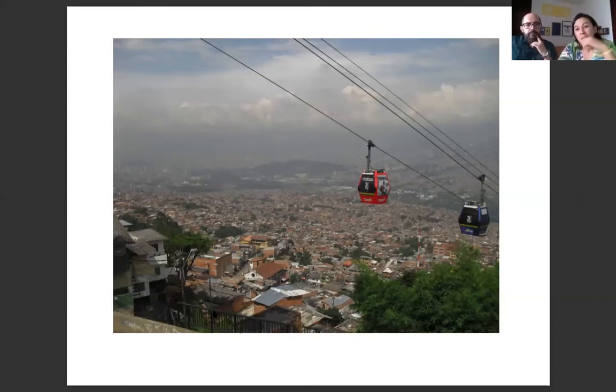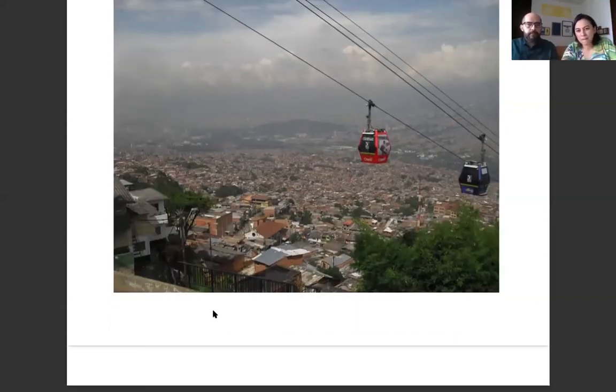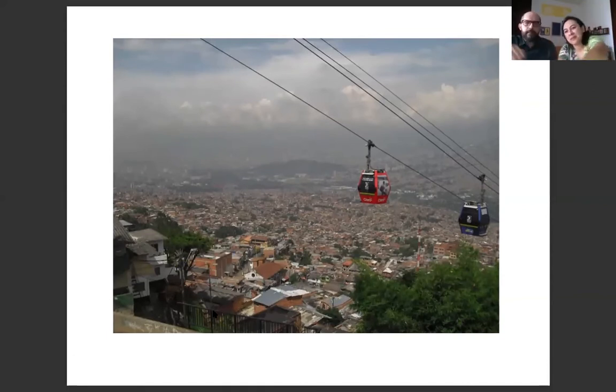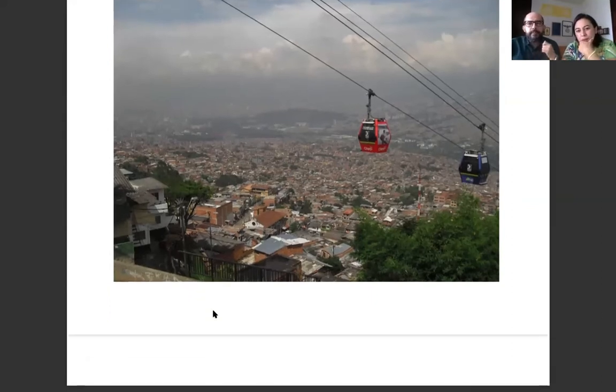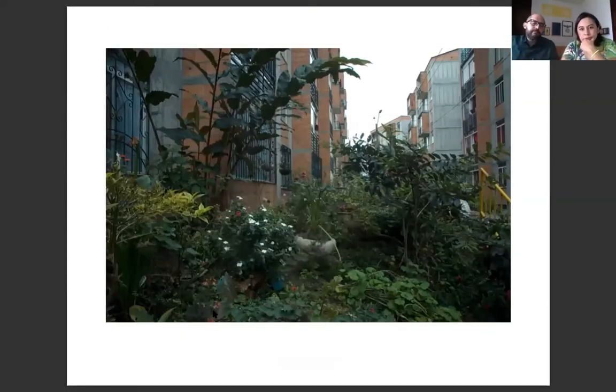The metro cable is important here because it is the state intervention to put the center of the city in contact with this peripheral neighborhood. If you don't use the metro cable, by car or by bus, it takes a lot of hours from downtown. Downtown is in the valley, and the other neighborhoods are in the mountains to the east and to the west, along the river.